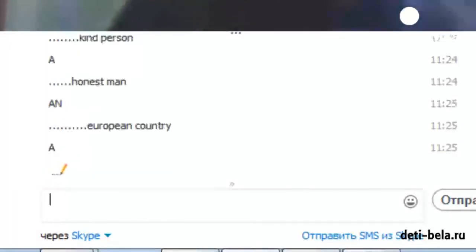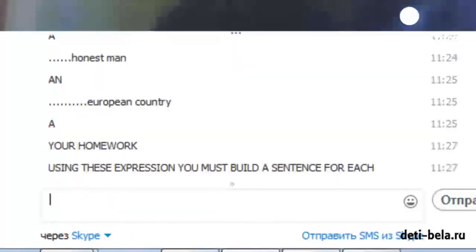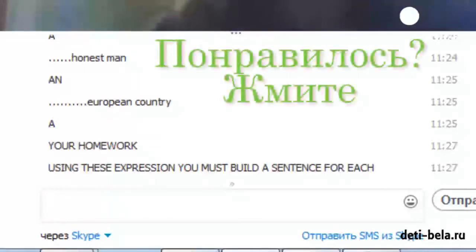Okay, now your homework. Using these expressions, you must build a sentence for each.